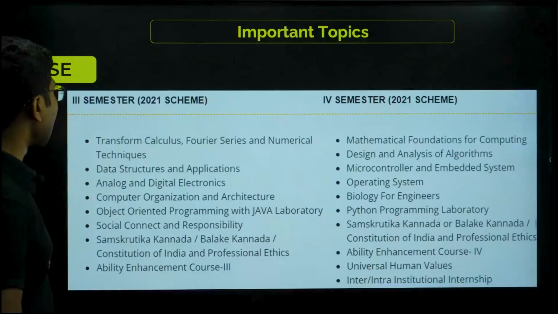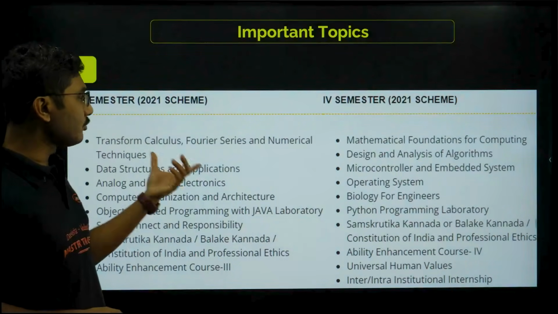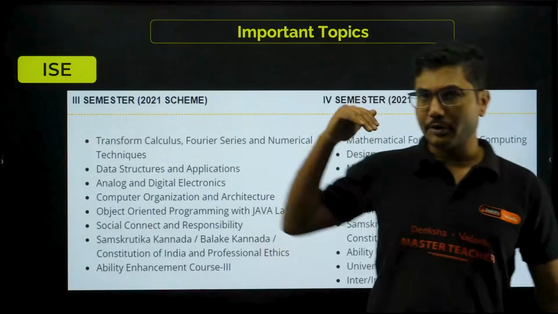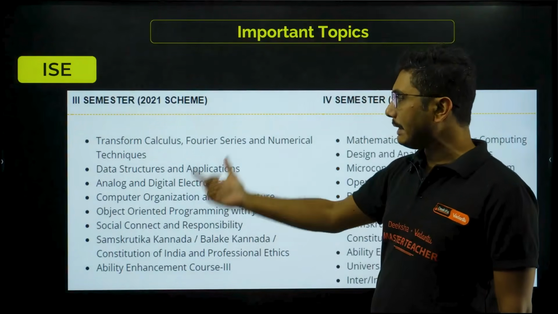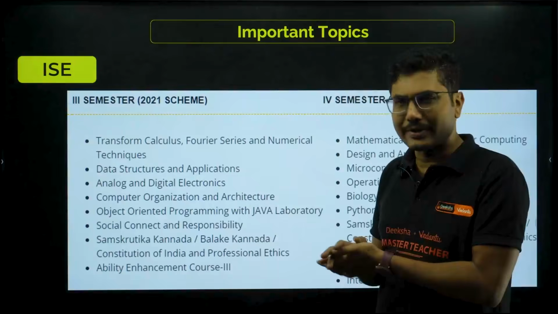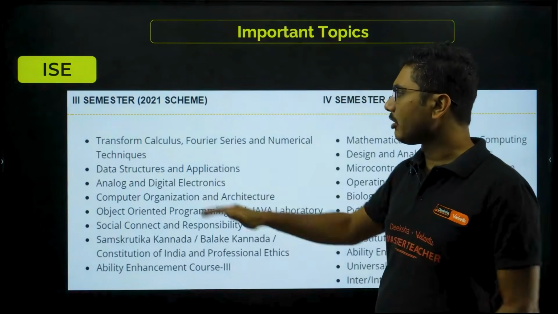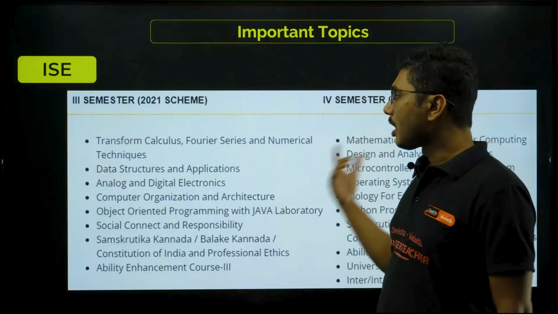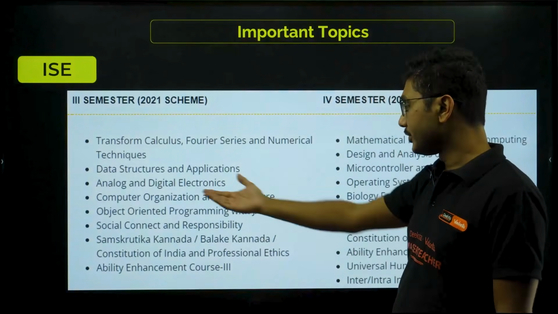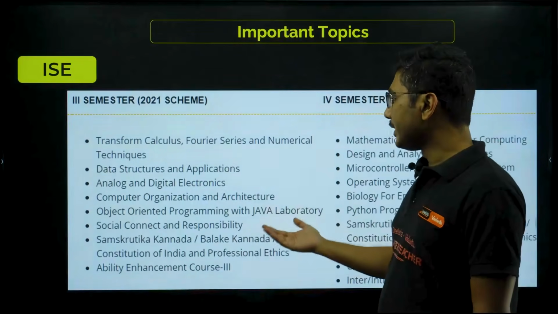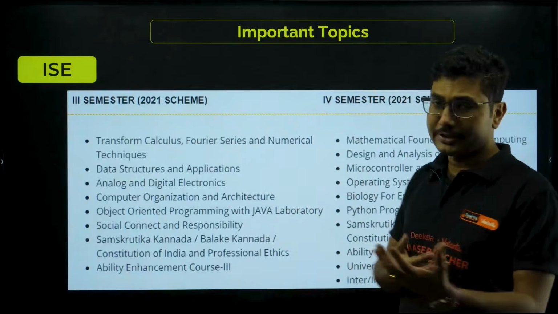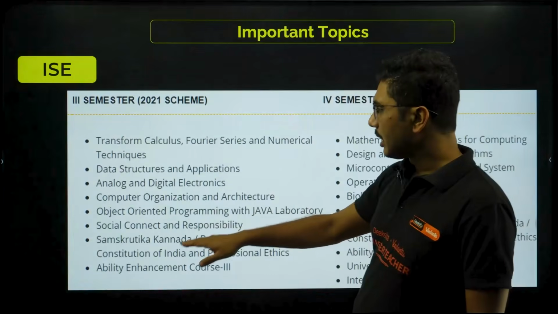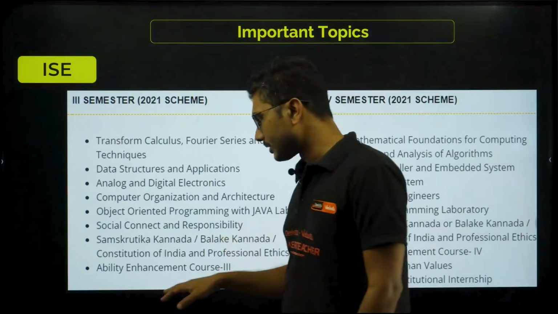Now let's look into the ISE. Transform calculus, Fourier series, and numerical techniques. So this is basically more mathematics heavy. So information science is more mathematics heavy. Data structures and applications, statistics as well as mathematics, both are required here. Analog and digital electronics. So analog and digital electronics is basically part of electronics as well. Computer organization and architecture. So this is a part of computer science as well. Object oriented programming and Java laboratory, this is also computer science. Social connect and responsibility, so there are some Kannada classes also there.